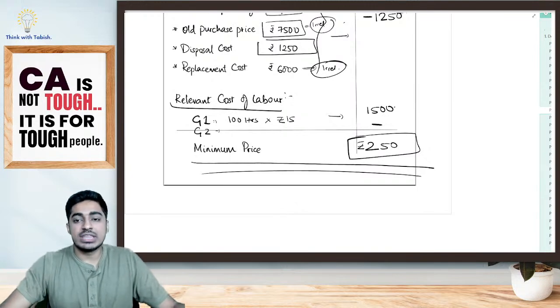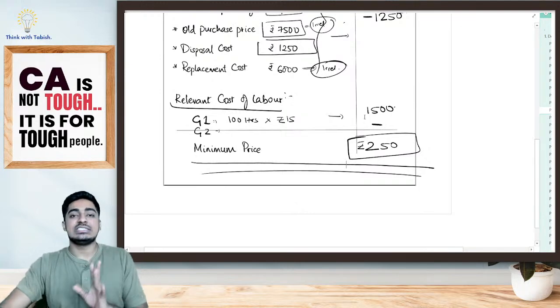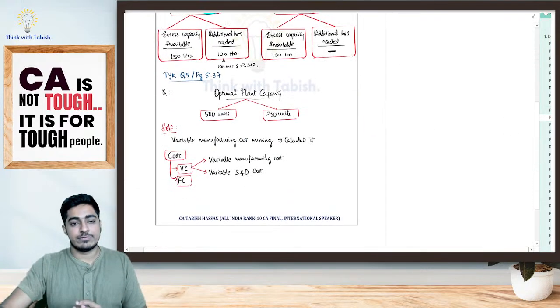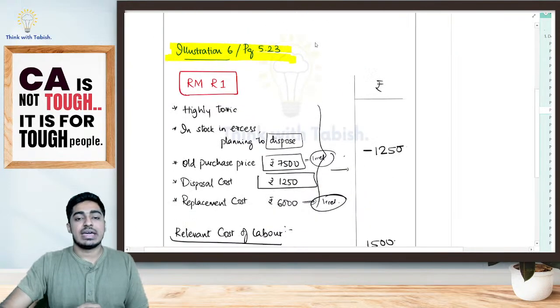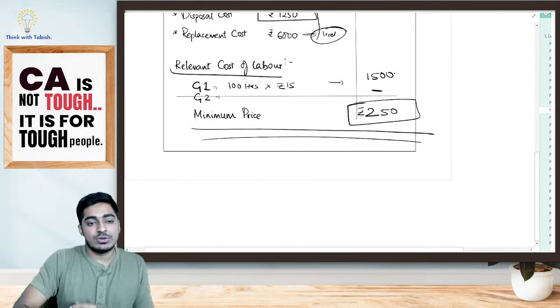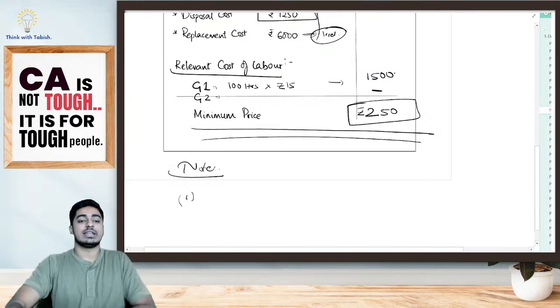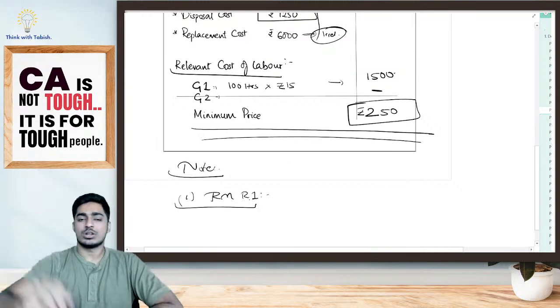Yes, this is what the answer is. But along with the answer, along with the calculation, what ICAI expects in relevant costing is the notes at the end. In this question, we have not left space for notes. No issues. At the end of every question, we need to give a note telling what we have done and why we have done it. First one, we are telling what is it? Raw material R1. A simple one paragraph or 1 or 2 lines should be sufficient.